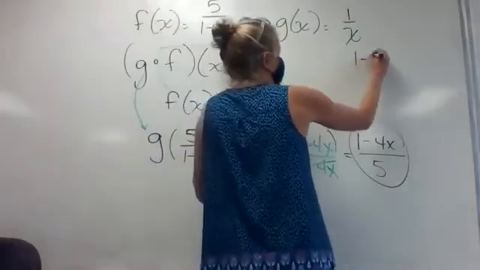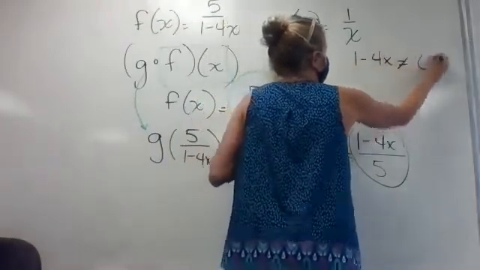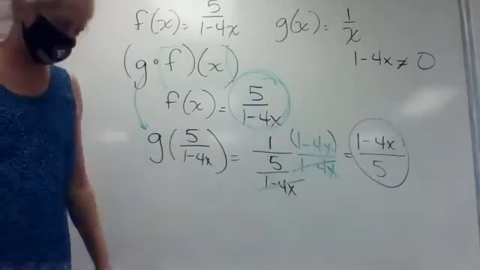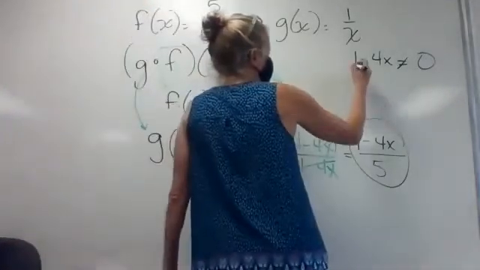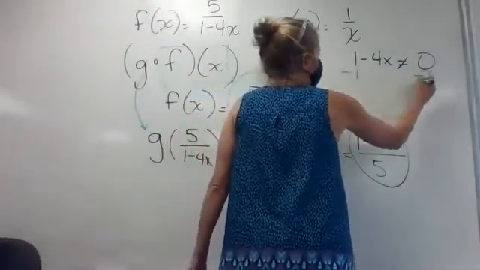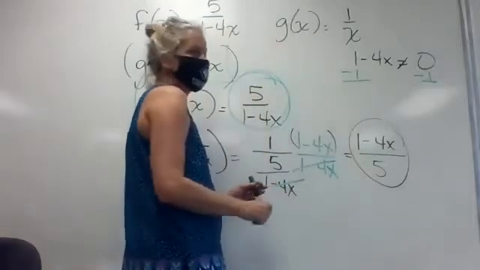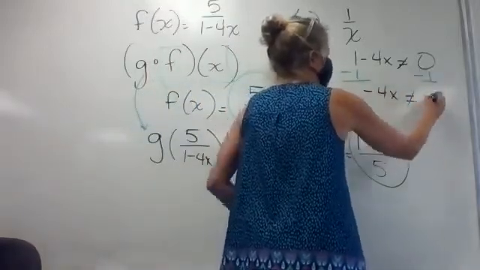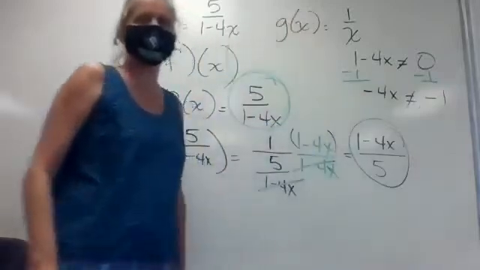So let's see, 1 minus 4x can't equal 0. So solving for x, I need to get rid of the 1, so I'll subtract the 1 off both sides. So now I've got negative 4x can't equal 0 minus 1 is negative 1.